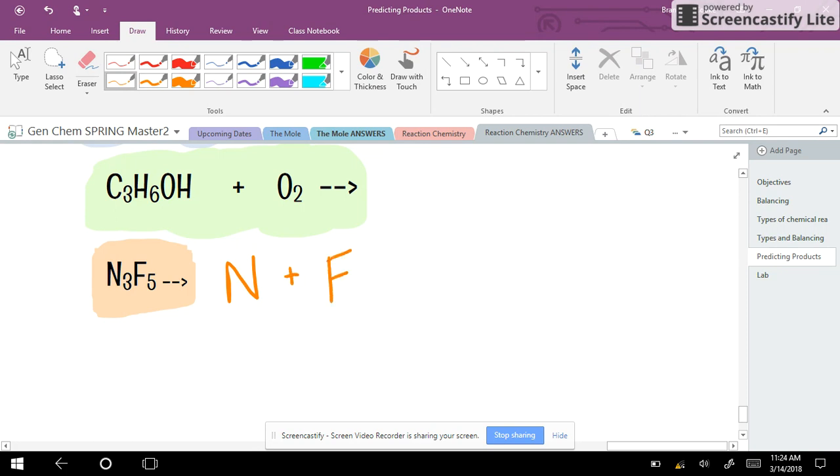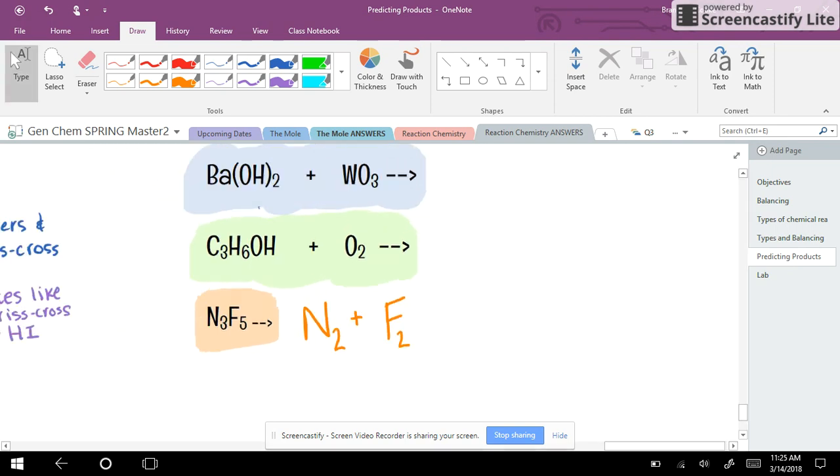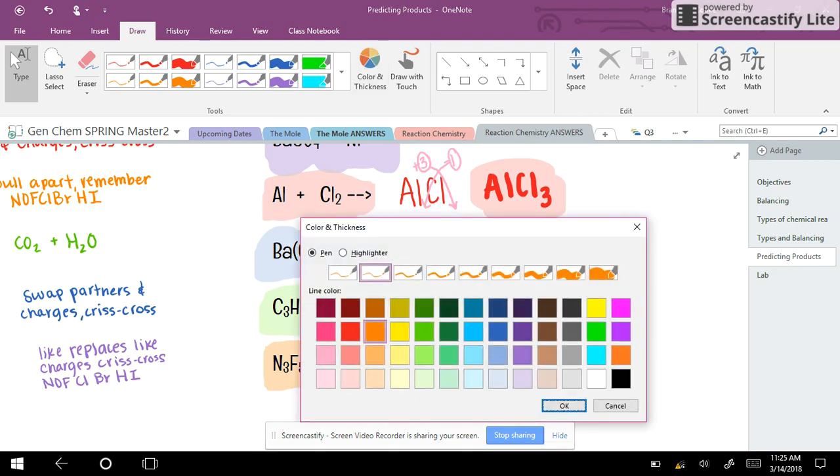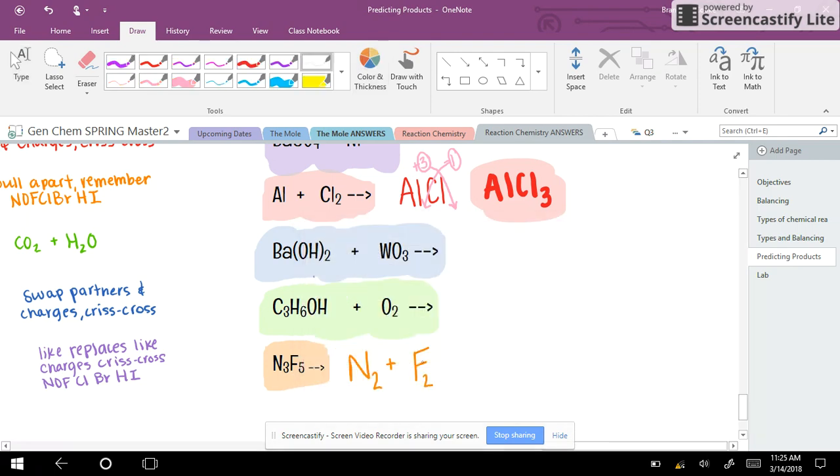And then, like I said, up above, don't forget NOF: nitrogen, oxygen, fluorine, chlorine, bromine, hydrogen, iodine. Both of these are diatomic. So I'm going to have N2 and then F2, nitrogen plus fluorine. They come together and we get trinitrogen pentafluoride. And again, I'll make a separate video on the balancing. So if you want to see how to balance those two reactions, you can come back for that. But here are just the products themselves.